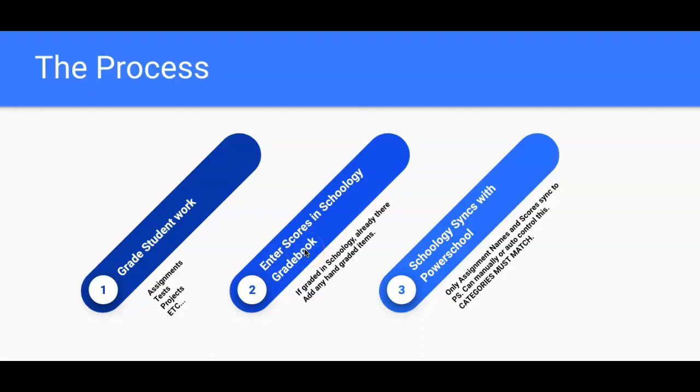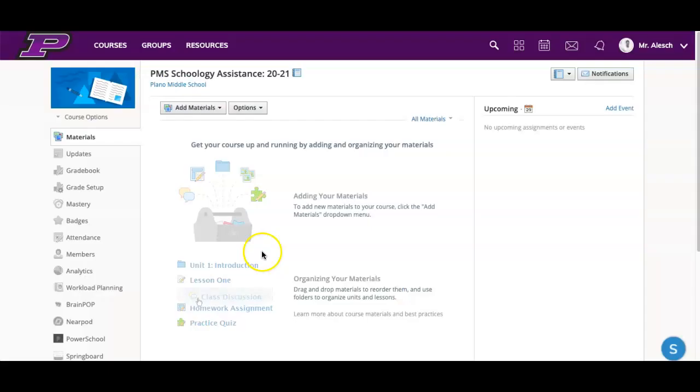Those scores there will be used to do our constant reporting, our daily, our weekly reporting. Those scores then will sync over to PowerSchool. So we can set the assignment names and the scores to shoot over to PowerSchool. We can do that automatically or manually. But the important thing is that we have to make sure our categories must match. And that's what kind of leads us into this tutorial on how to set those categories.